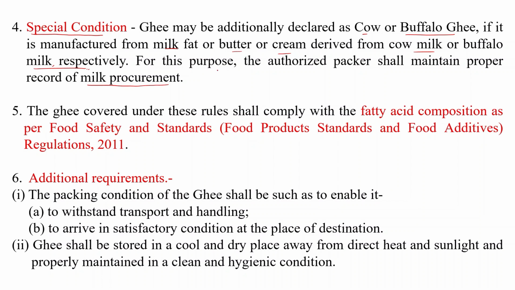So it can additionally be declared as cow or buffalo ghee if it is manufactured from the milk fat or butter or cream that is derived from the cow milk or buffalo milk, and for this purpose the authorized packer shall maintain proper record for the milk procurement. Now the ghee covered under these rules shall also comply with the fatty acid composition as per the FSSR 2011. So the fatty acid composition standard as per FSSR 2011 also has to be fulfilled in order to have ghee packed under the AGMARK label.